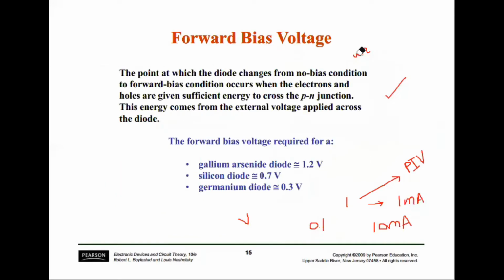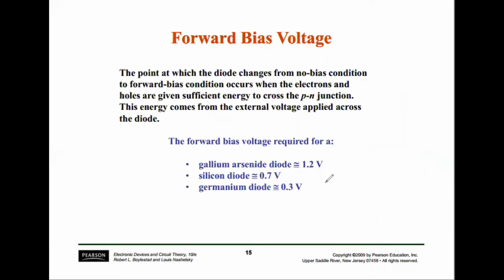Forward bias voltage. Forward bias voltages for different diodes are given in this slide. The forward bias voltage for a gallium arsenide diode is 1.2 volts. For a silicon diode, it is 0.7 volts. For a germanium diode, it is 0.3 volts. This is the amount of forward bias voltage.